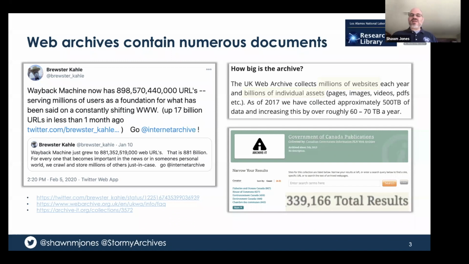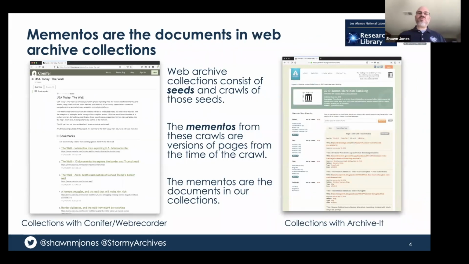And I also like to highlight this particular Archive-It collection, Government of Canada Publications, which has more than 339,000 results if you just open the page to the collection. And mementos are the documents in web archive collections. Web archive collections consist of seeds and crawls of those seeds. The mementos from those crawls are versions of pages from the time of the crawl.